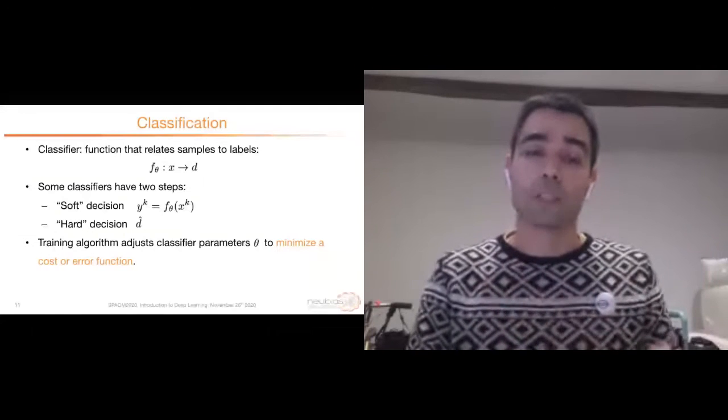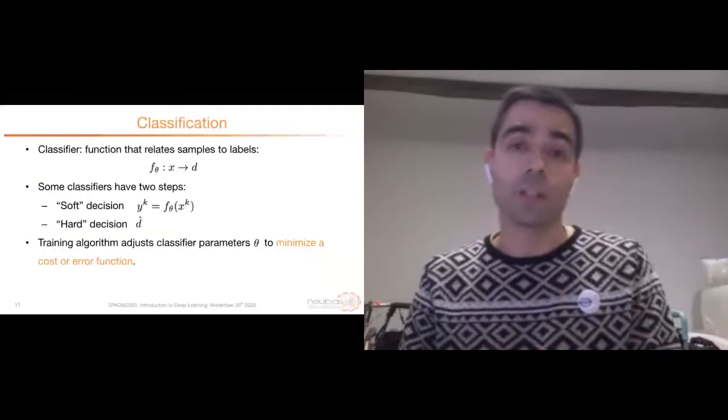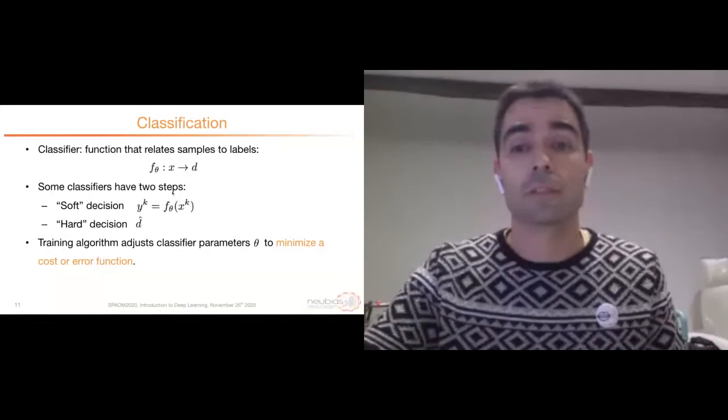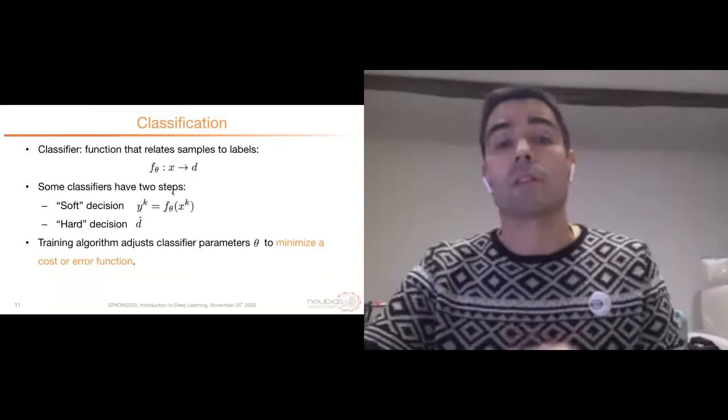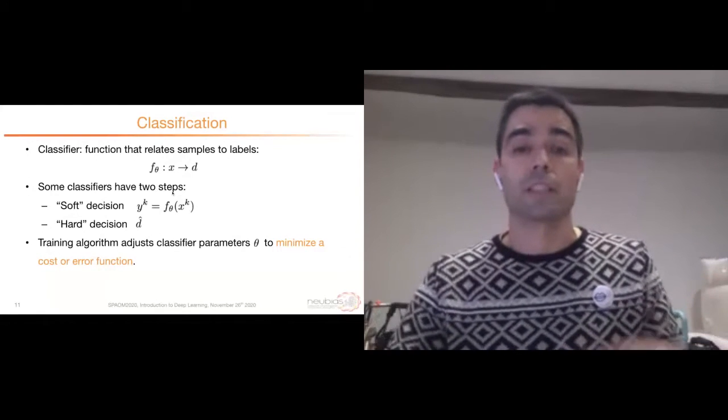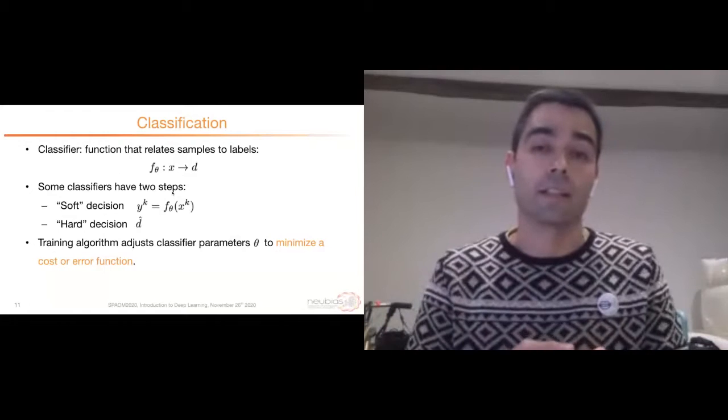So when we say that we train the model, that we train the classifier, what we are doing is adjusting the parameters of the function to minimize the error or the cost function. For example, the error between the expected output and the original output.